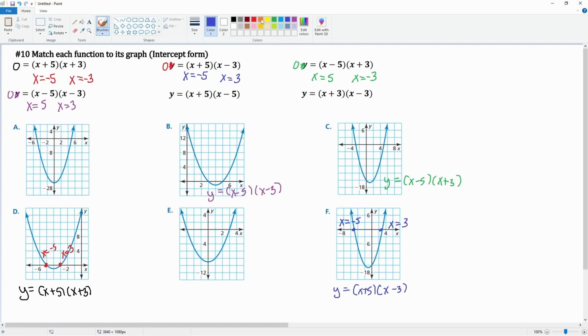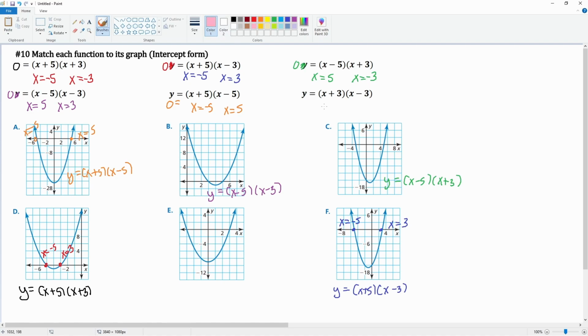Let's now do this one here. We set it equal to 0. We solve. X is equal to -5 and x is equal to 5. That looks like 2, 4, 5. It looks like this one. X is equal to 5 here and x is equal to -5 there. So this is y is equal to (x + 5)(x - 5).